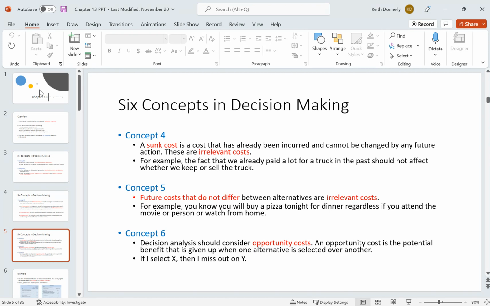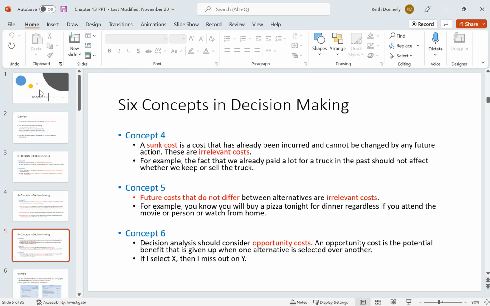That's going to be an irrelevant cost. The cost of the pizza doesn't change between either outcome. Either choice you make, it's still there. So it's kind of like an it is what it is type thing. Similar to a sunk cost in the sense that it's not out of our control, but it's something that's going to happen either way.